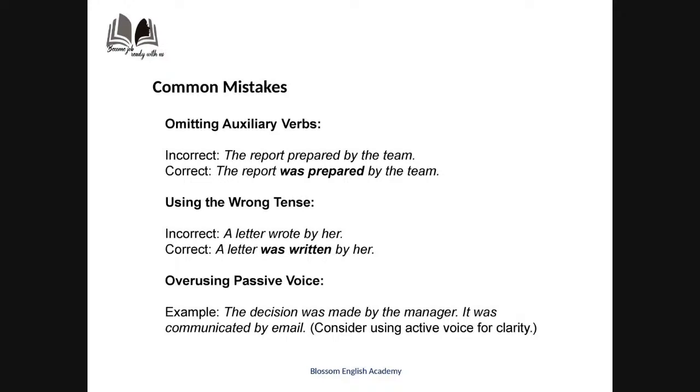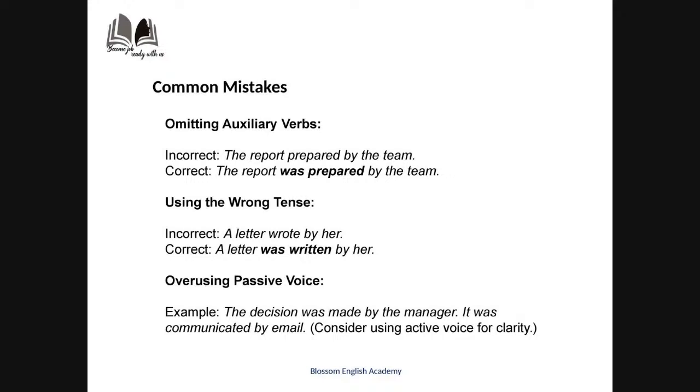So, what are the common mistakes when people try to frame active and passive voices? Firstly, people tend to omit auxiliary verbs, which are your helping verbs. Okay, they forget to add is, they forget to add have, they forget to add will have. If that is the scenario, then the whole passive voice thing doesn't work. It would become another active voice, and this active voice will not make any sense.